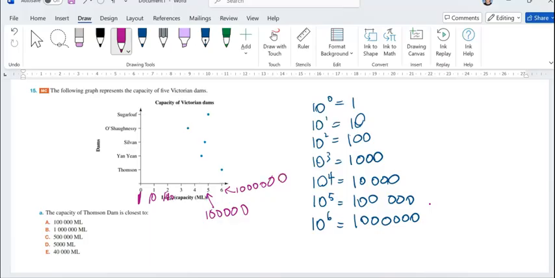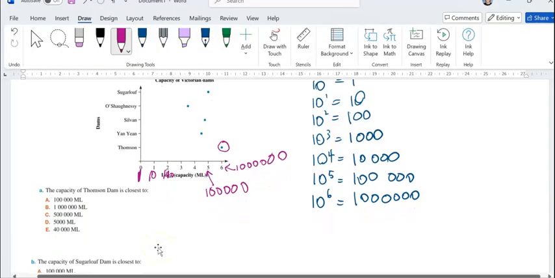So basically by using that logarithm scale, we are able to fit between 1 and 1,000,000 on a scale that's only got 6 little ticks on it. Much easier to fit on a page. So the first question relating to this one is Thomson Dam. So when we look where the dot is for Thomson Dam, it is this one. 10 to the power of 6 relates to 1,000,000 megalitres, so B.